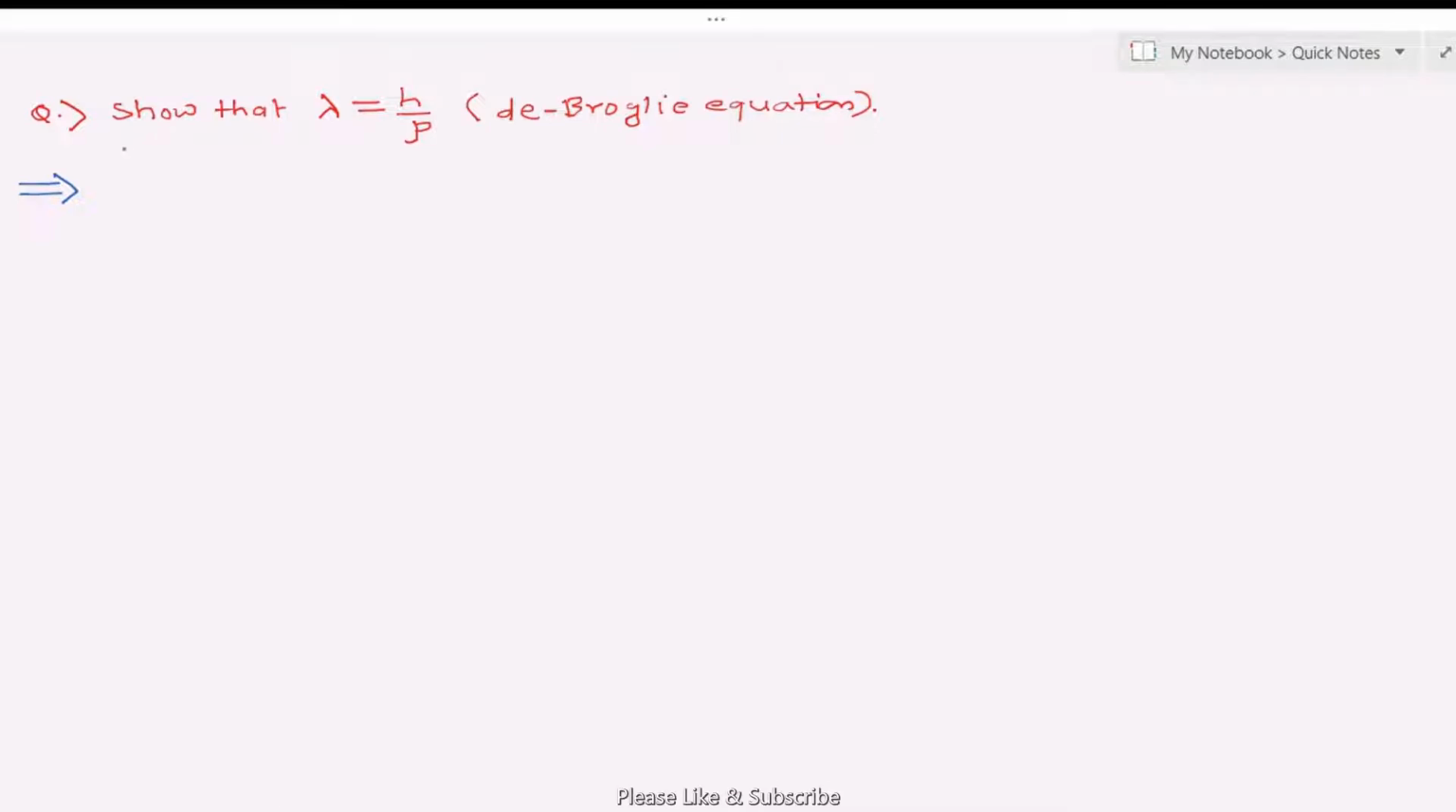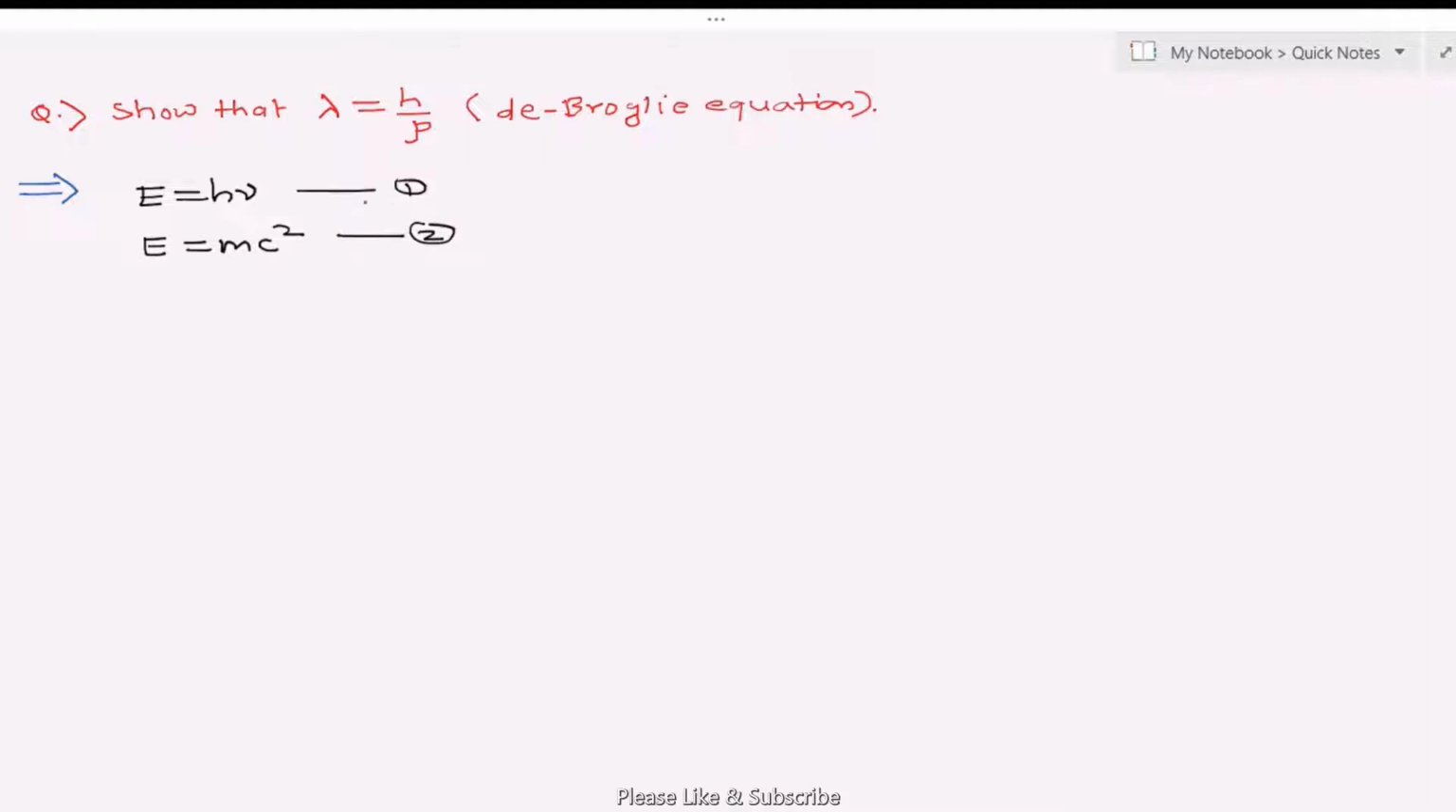Welcome student. In this video we will derive the expression lambda is equal to h by p, which is the de-Broglie equation. You know the energy of the radiation is given by E is equal to h nu. Another expression is E is equal to m into c square, which is the Einstein's mass energy equation. So both are the energy expression, equation 1, equation 2.